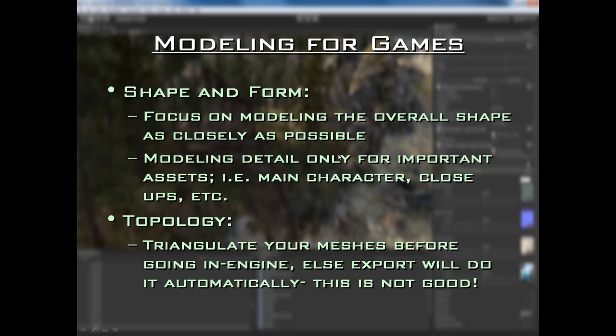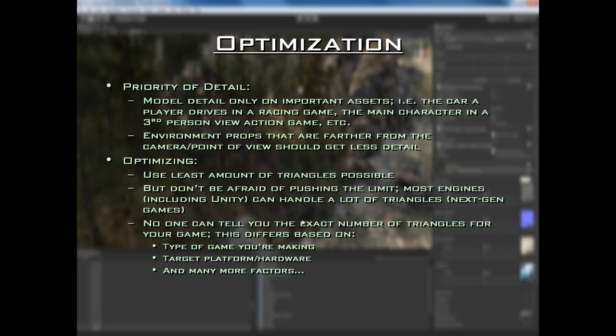Now, modeling detail should be left only for important assets. So when you want to use up a lot of triangles, make sure you focus them on something important, like the main character of your game and things that are going to be shown close up to the camera. Topology, very important. Make sure you triangulate your meshes before you go in engine, or else the exporting process will do it for you automatically, and this is not good because it can lead to some problems with your meshes getting triangulated the wrong way. So optimization, very important.